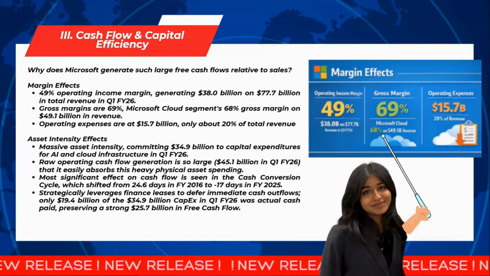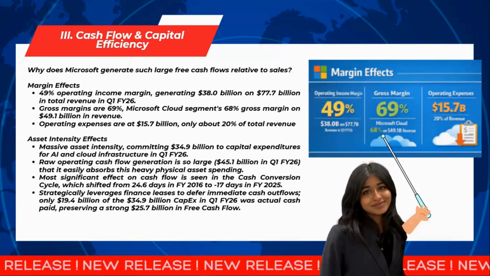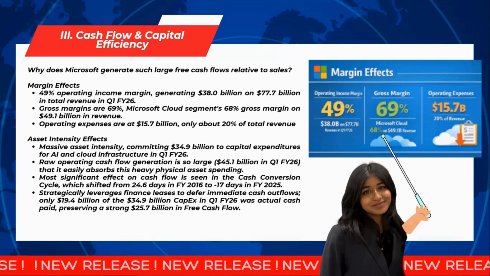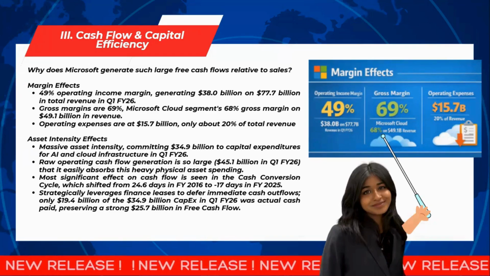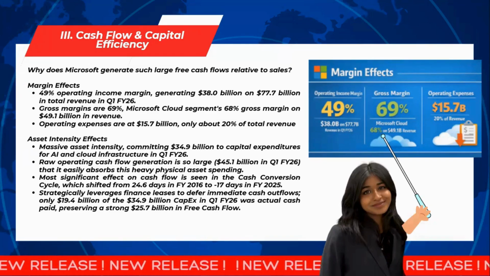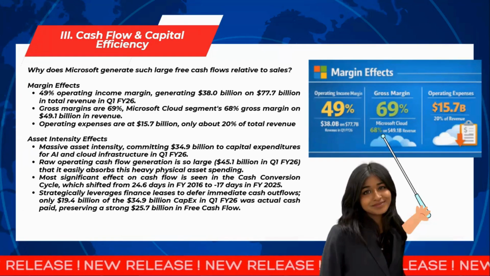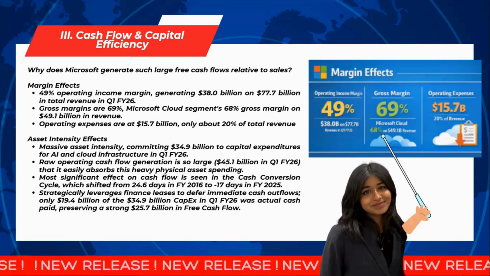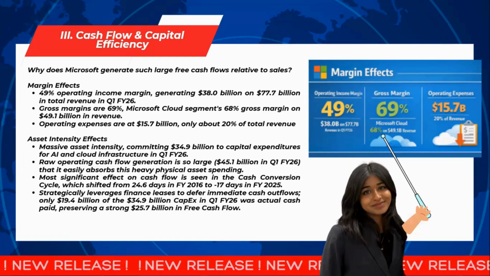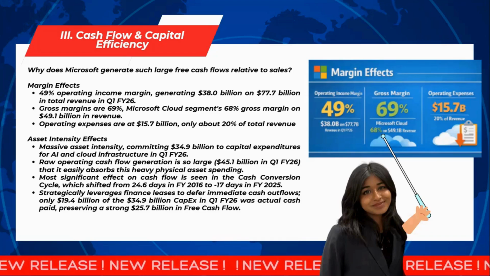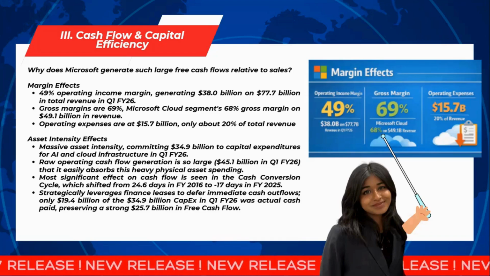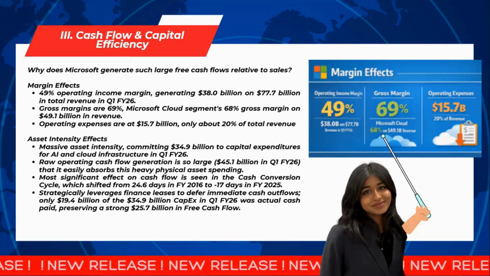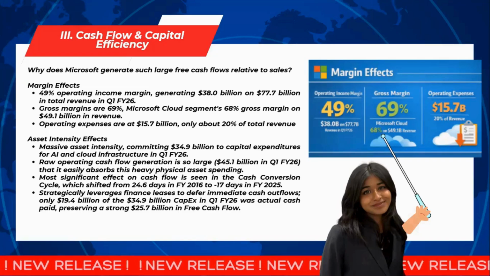In terms of margin effects, Microsoft has a 49% operating income margin, generating $38 billion on $77.7 billion in total revenue in Q1 of financial year 2026. Gross margins are 69%, with Microsoft Cloud segment's 68% gross margin on $49.1 billion in that revenue segment alone. Operating expenses are at $15.7 billion, only about 20% of total revenue.